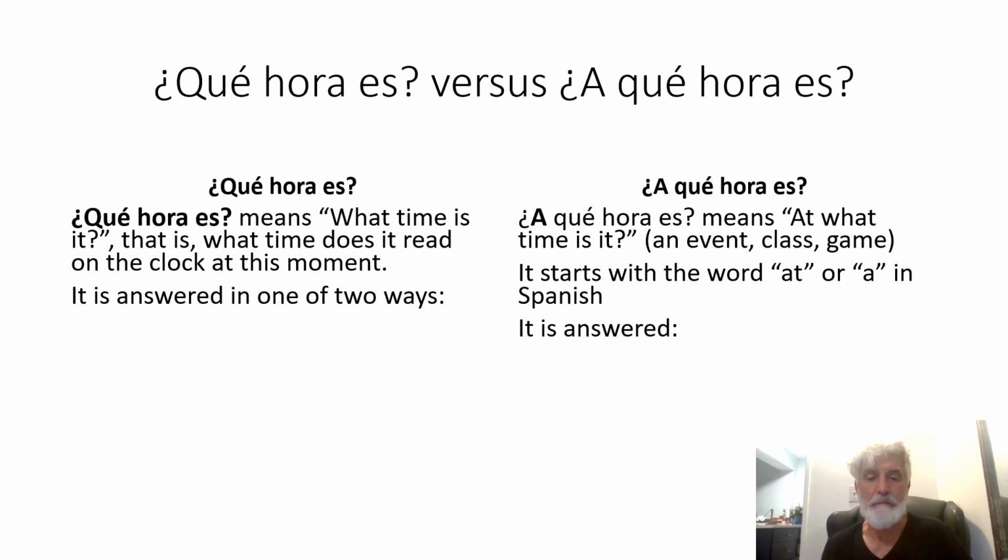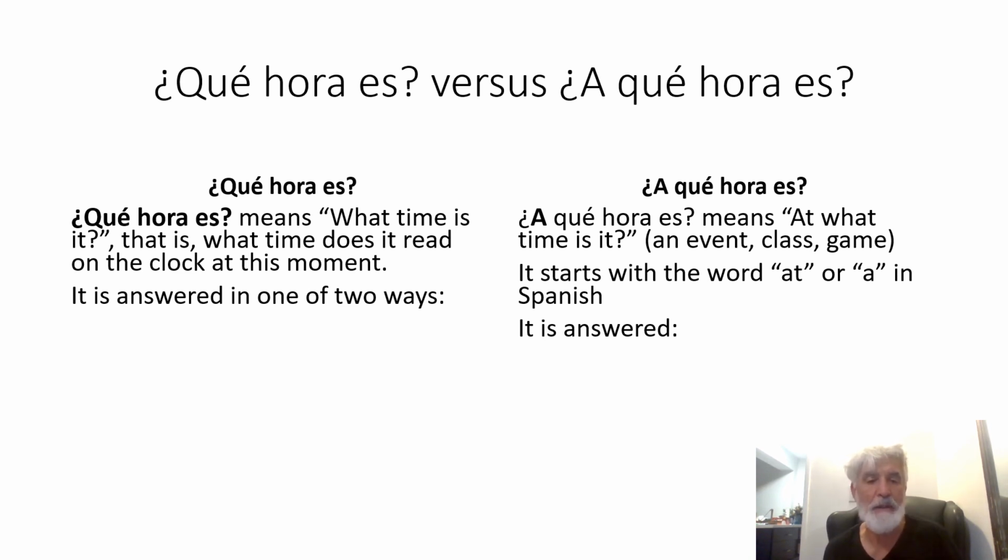So let's take a little closer look at these two questions. ¿Qué hora es? What does ¿Qué hora es mean? ¿Qué hora es means what time is it? That is, what time does it read on the clock at this moment? If you look at your watch, your clock, your phone, what time does it read right now?